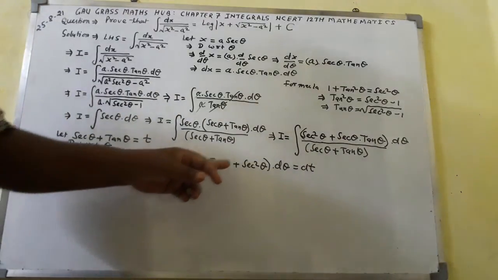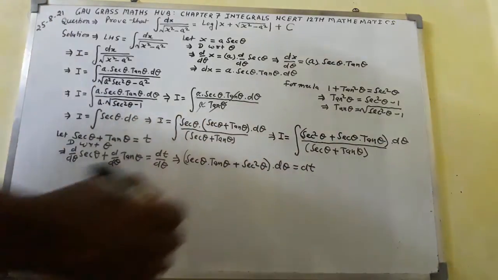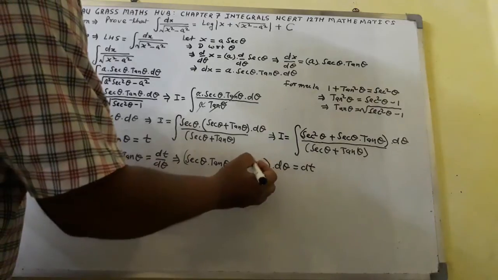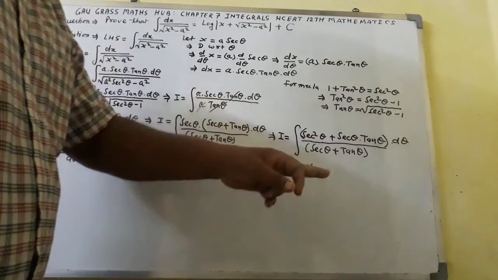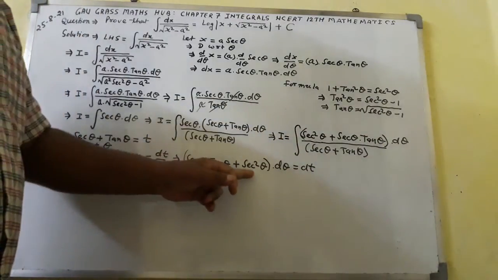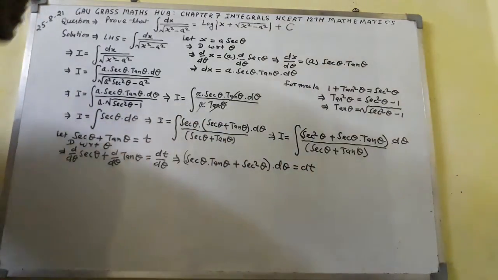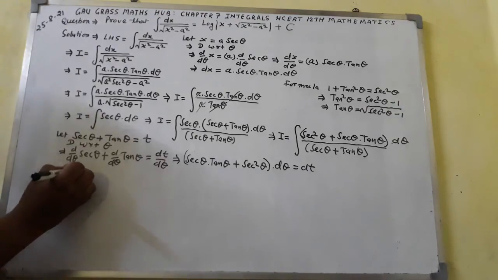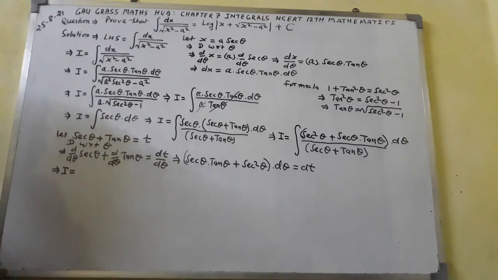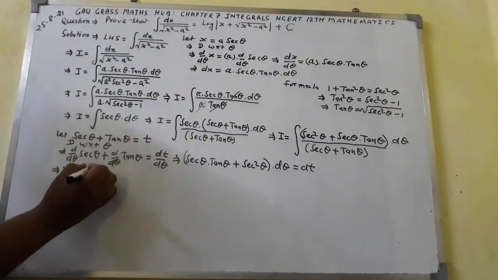Here sec square theta plus sec theta dot tan theta dot d theta is equal to dt. So it will become, hence I equal to, by using the method of substitution we shall get integral, in numerator we shall get only dt, in denominator we shall get only t.